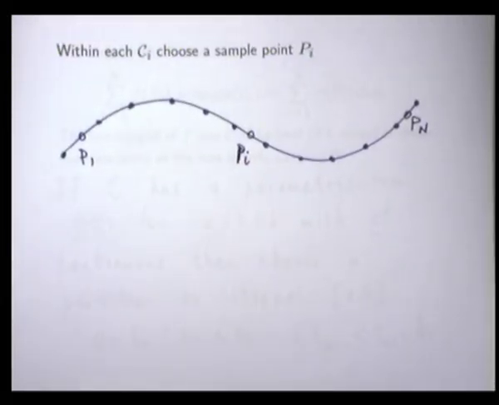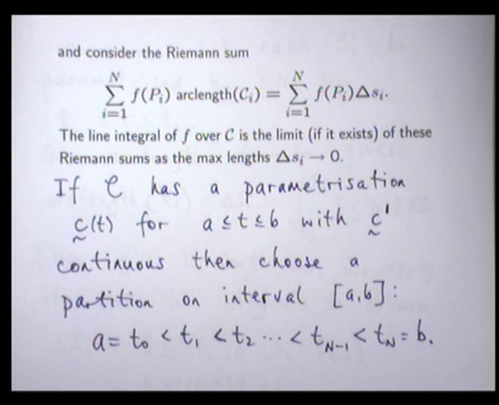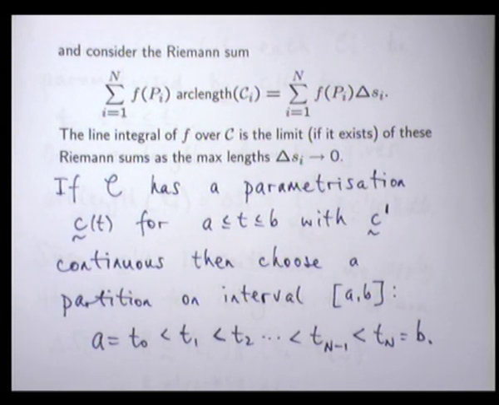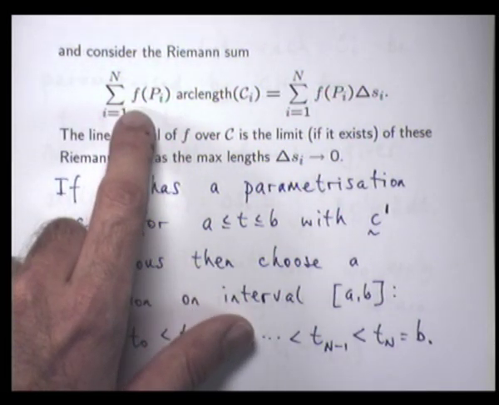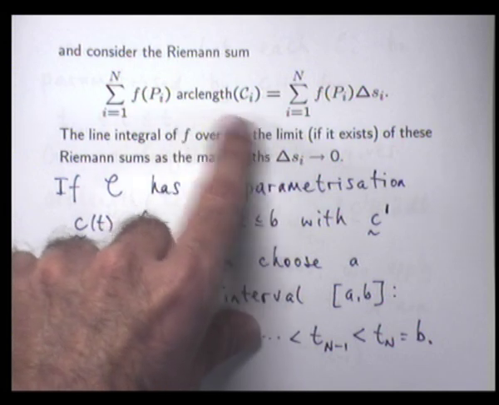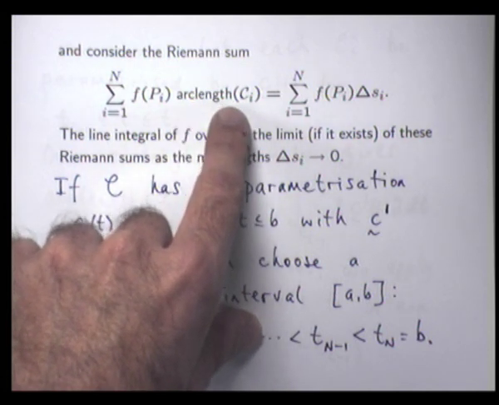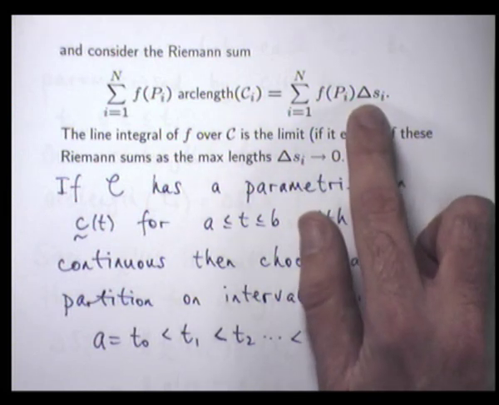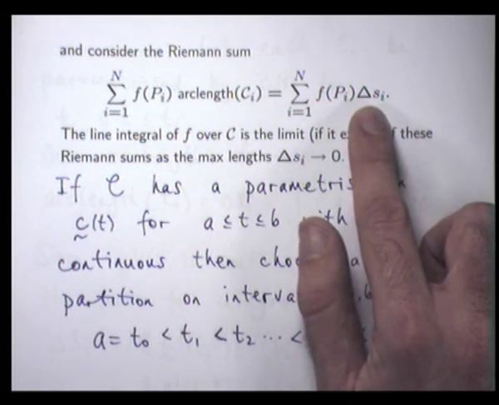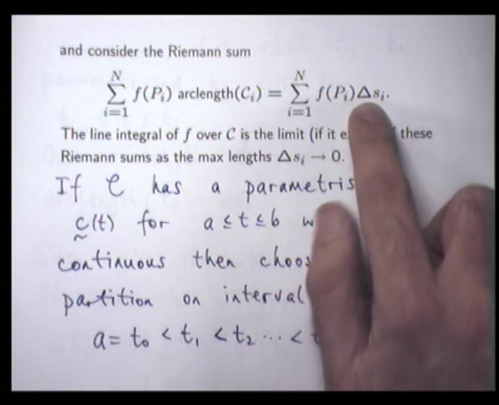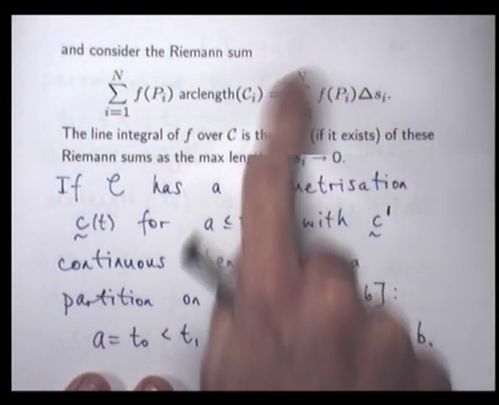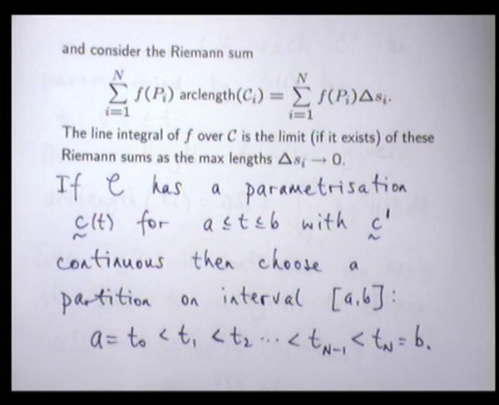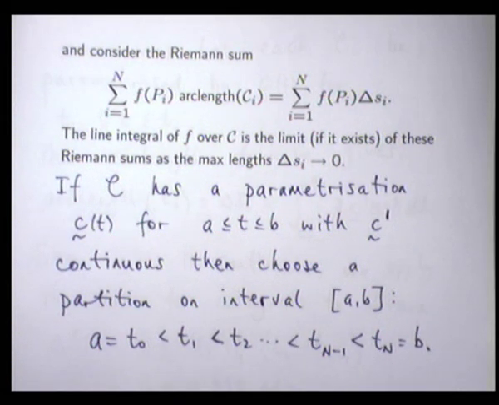What I'm going to do is choose a sample point within each of those sub-arcs, and I'll label the ith one p sub i. Now we consider the following Riemann sum. It's the sum of f evaluated at our sample point times the arc length of each sub-arc. So essentially we want to investigate this delta s_i a little bit further and try to write it in terms of a parameterization. All right, so essentially we would like to take the limit as n goes to infinity of this and form our path integral.